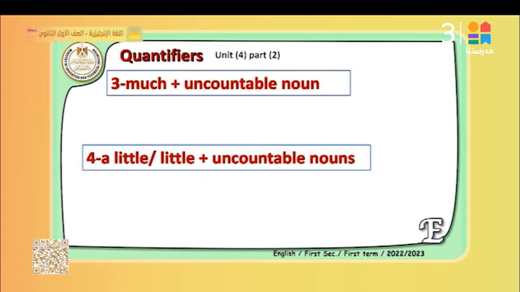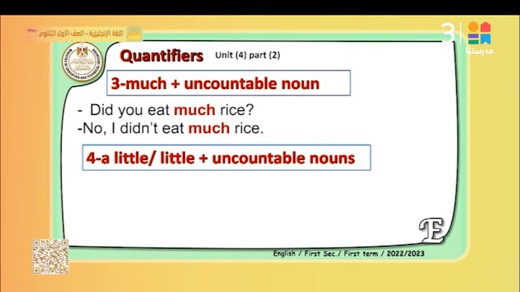What about uncountable nouns? With uncountable nouns, we use much or a little. Again, we use much if the quantity is great. Did you eat much rice? No, I didn't eat much rice. So I didn't eat much means I didn't eat a great quantity.